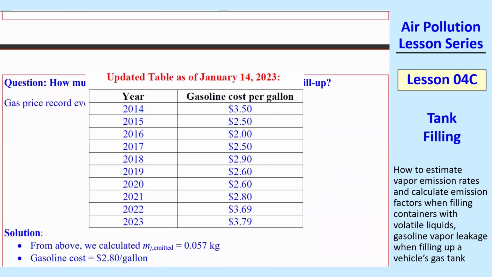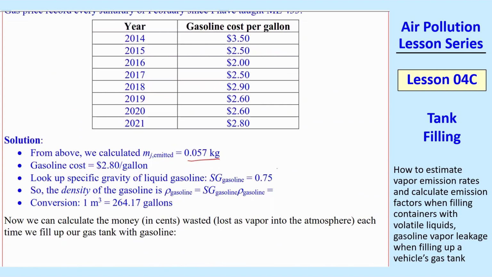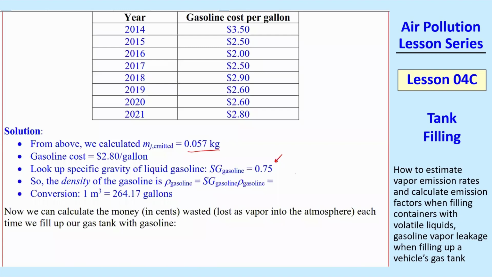Here's a revised table with more recent data. From the above, we calculated this 0.057 kilograms. Gasoline costs $2.80 a gallon. I looked up the specific gravity of liquid gasoline, and it's about 0.75. Gasoline is lighter than water. This is the ratio of gasoline density to water density. That's what specific gravity is. And then the density of the gasoline is therefore SG of the gasoline times rho of water. So that's equal to 750 kilogram per meter cubed.